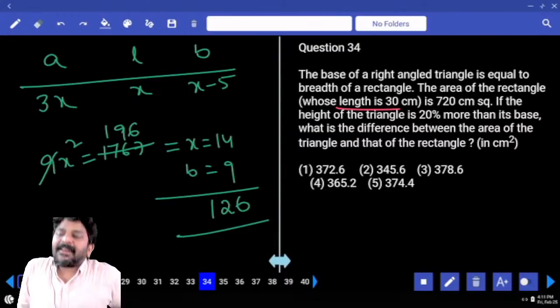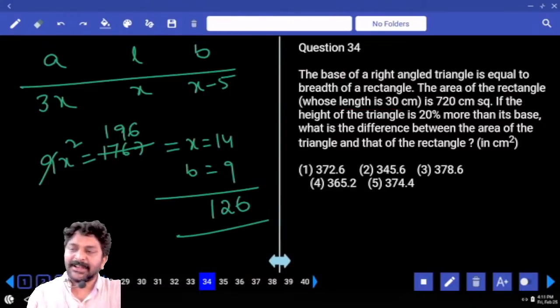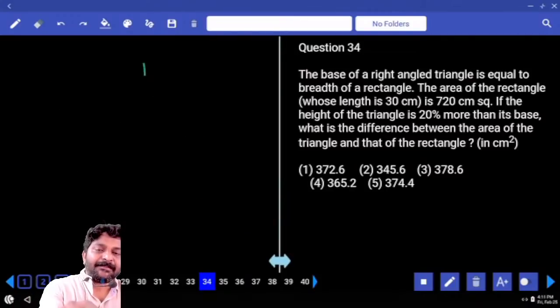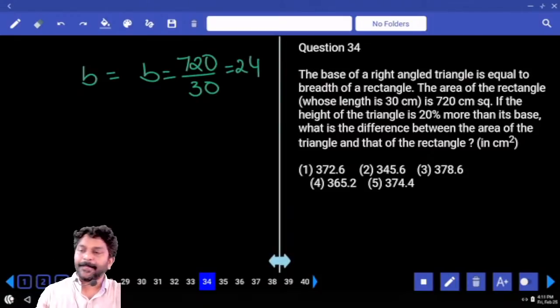The base of a right angle triangle is equal to the breadth of the rectangle. The area of the rectangle whose length is equal to 30 is 720. Then the breadth of the rectangle is equal to 720 divided by 30, which is even equal to the base of the triangle also, which is 24. Correct. Next.